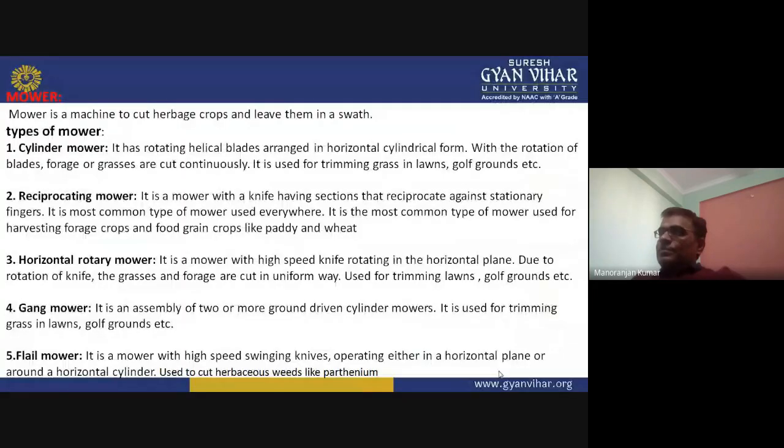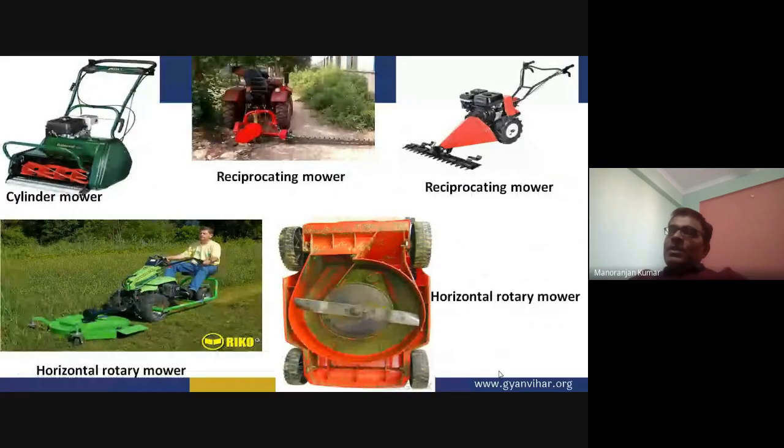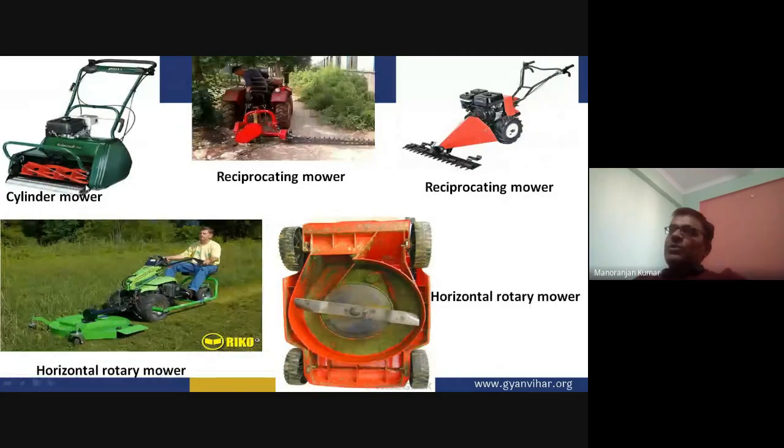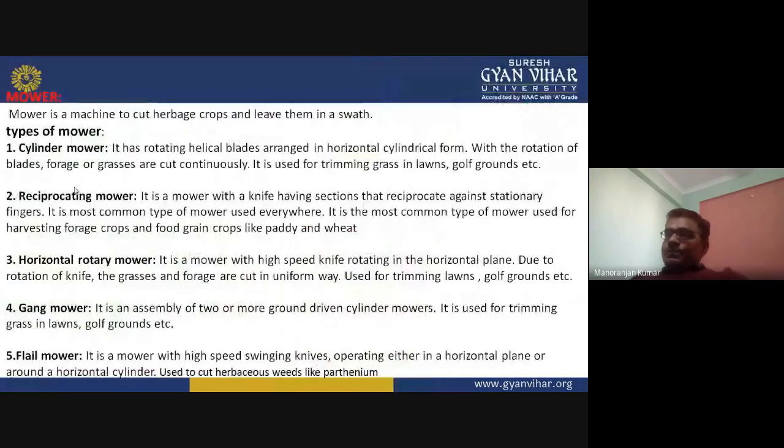Now the other type is a gang mower. Here in the picture you can see this is the gang mower. So gang mower is the assembly of two or more ground driven cylinder mowers. So this is a cylinder mower. When two cylinder mowers are connected, that becomes the gang mower. This gang mower is used for trimming grasses in lawns, golf grounds, etc.